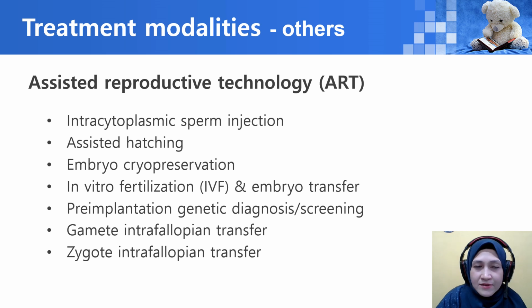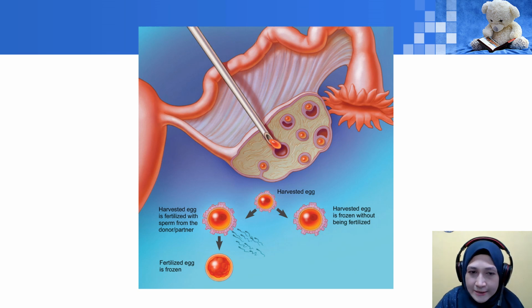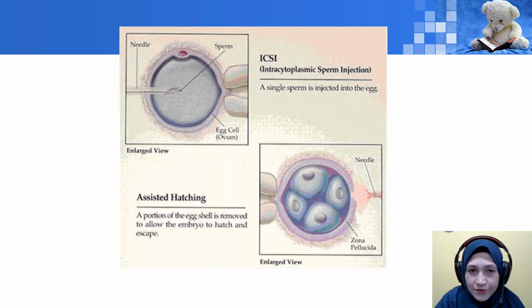So these are the other treatment modalities, which is the assisted reproductive therapy. This is related to procedures, not so much the medication. You can read on your own how each of these procedures can be done to help patients with infertility. It includes sperm injection, assisted hatching, cryopreserving the embryo, in vitro fertilization, and embryo transfer. Okay, these are the examples you can read on your own. Intracytoplasmic sperm injection, assisted hatching.